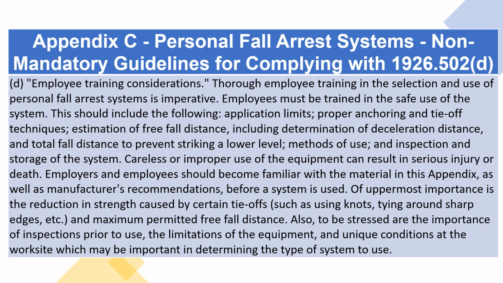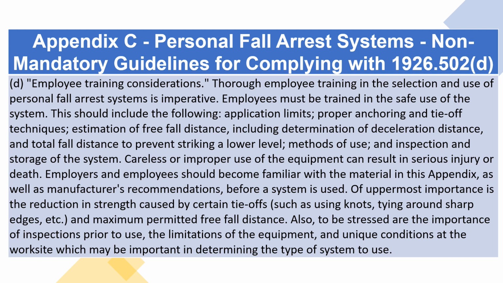Employee training considerations. Thorough employee training in the selection and use of personal fall arrest systems is imperative. Employees must be trained in the safe use of the system. This should include the following: application limits, proper anchoring and tie-off techniques, estimation of free fall distance, including determination of deceleration distance and total fall distance to prevent striking a lower level, methods of use, and inspection and storage of the system. Careless or improper use of the equipment can result in serious injury or death.